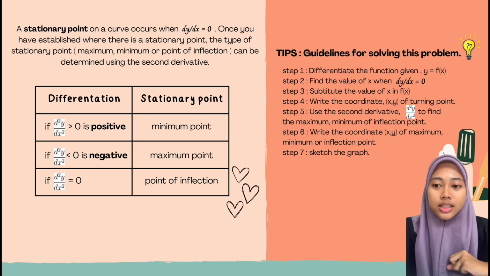So these are the tips or guidelines for solving this problem. Step 1, we must differentiate the function given y equals f(x). Step 2 is find the value of x when dy/dx equals 0. Step 3 is substitute the value of x in f(x). Step 4 is write the coordinate (x, y) of the turning point.